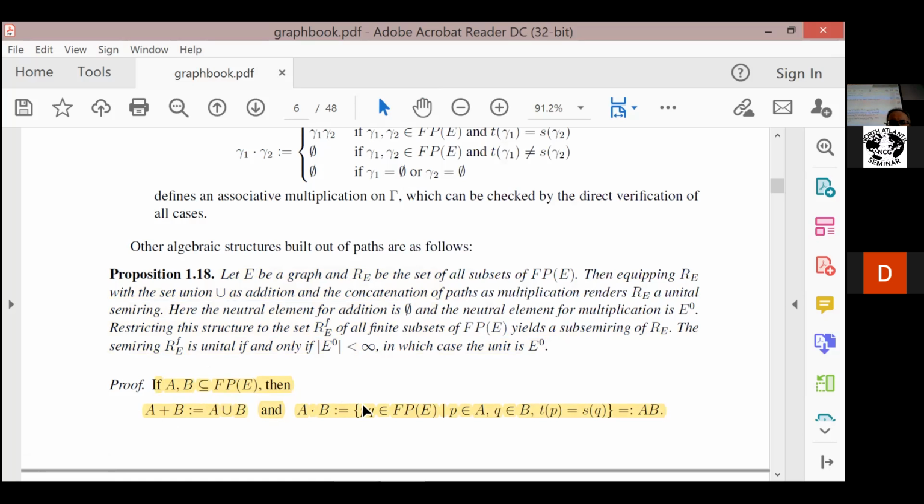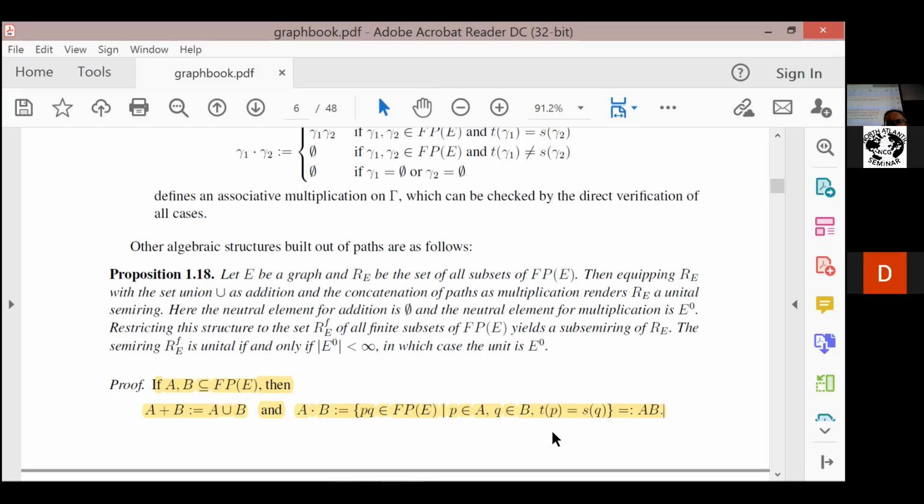But now the multiplication, that's the beautiful part. I say that to multiply two subsets means constructing the following third subset, which consists of elements P times Q, where P is an element of A, Q is an element of B, and moreover, I take only such pairs that T of P is equal S of Q. So I simply take only all these elements that I can obtain in the process of concatenation.